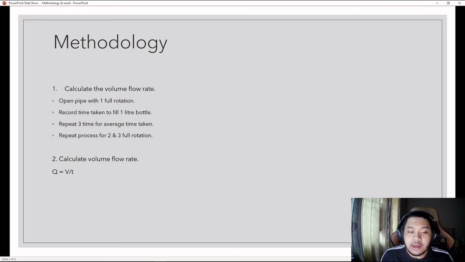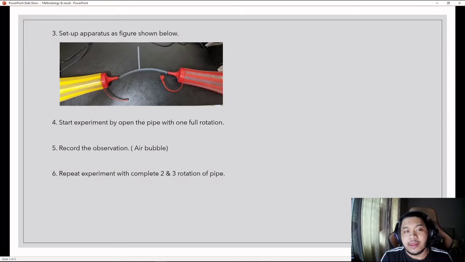Secondly, we need to calculate the volume flow rate by using the formula Q equals V over T, where V is the volume of water and T is the time taken for the water to fill the container. Number 3, we set up the apparatus as shown in the figure below. As we can see, we set up a small hose between 2 containers to demonstrate the aerator.